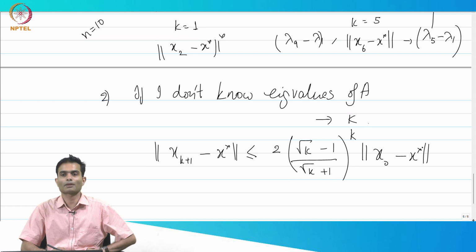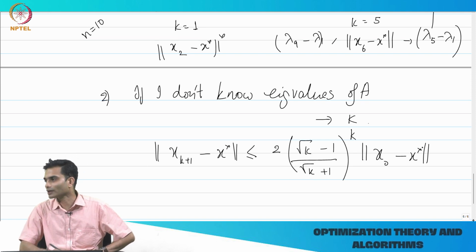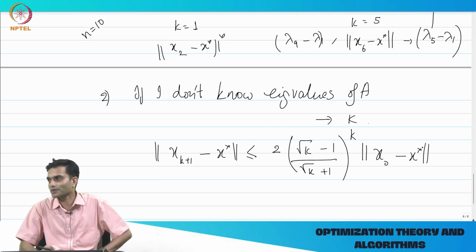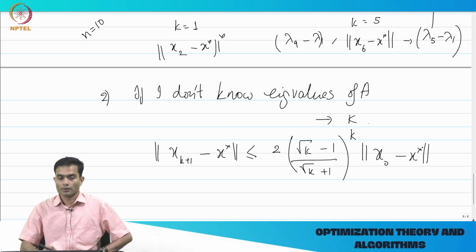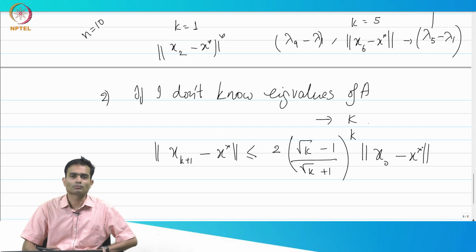So now whether there are repeated eigenvalues or not doesn't enter into this expression, I just don't know it. So does this look familiar from the case of steepest descent?